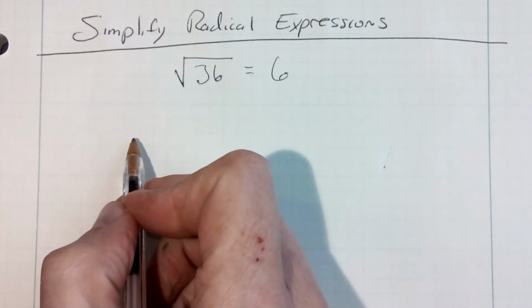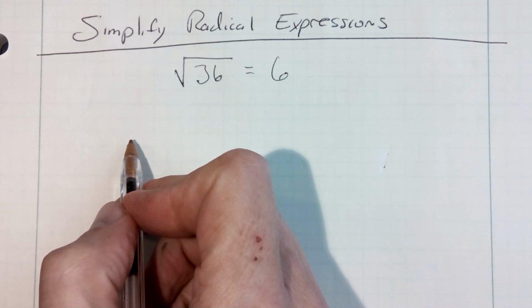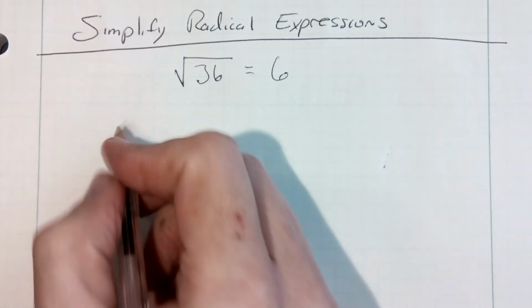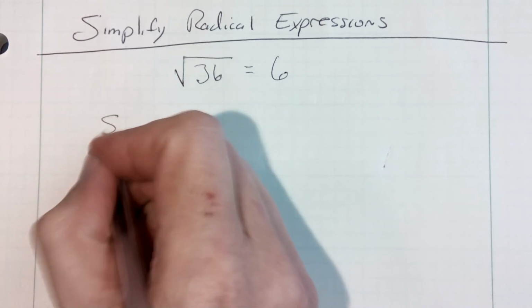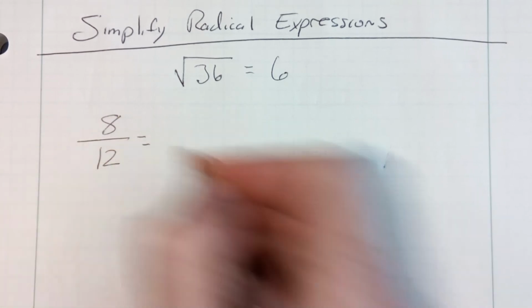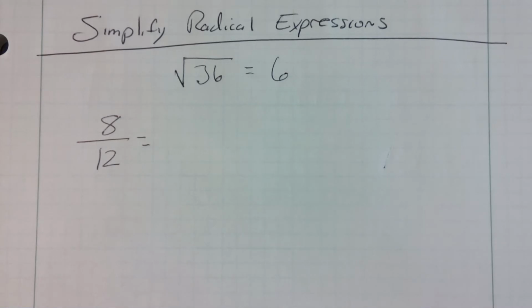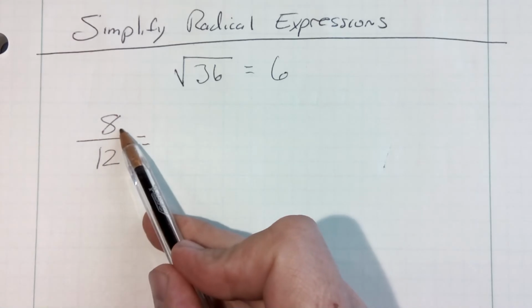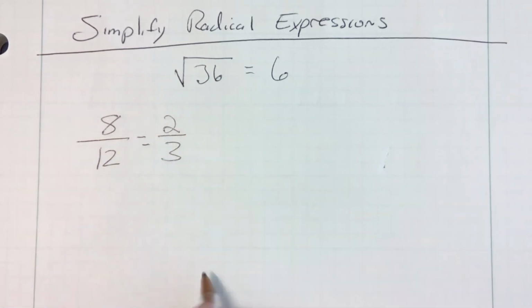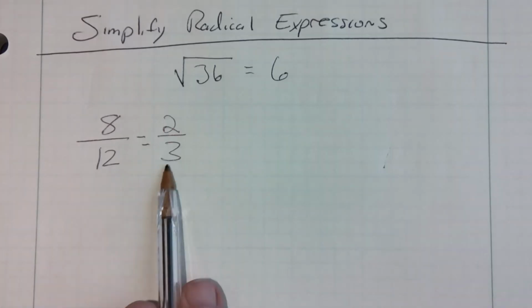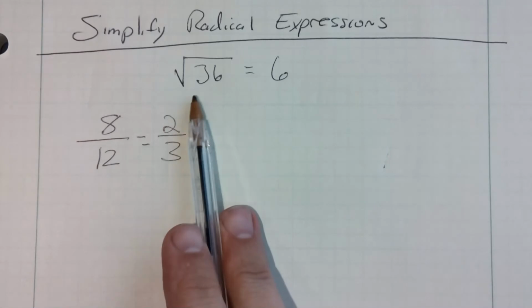Now, we don't necessarily want to use a calculator and get a decimal. What we want to be able to do is basically simplify. Very similar to if I gave you the fraction of, let's say, 8 over 12, you would never leave a fraction like that. You would say, hey, 4 goes into both 8 and 12. That reduces to 2/3. That's simplifying a fraction. We're going to do the same thing with square roots.